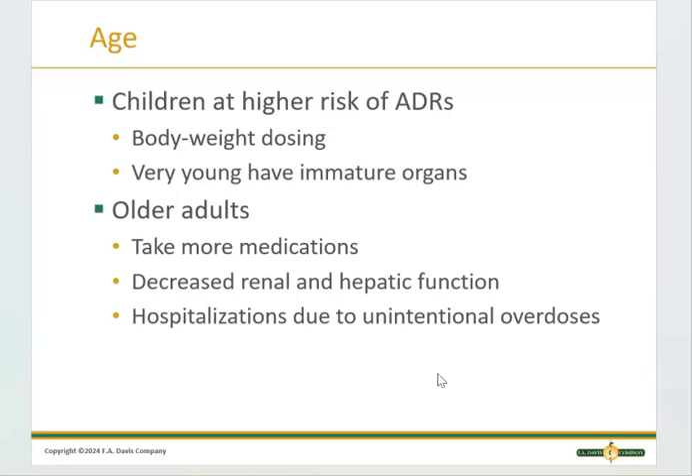Okay, then age. Obviously, it makes a difference. We dose things based on age. We know this. Children and older adults then are at higher risk of experiencing an adverse drug reaction. Children, because medication dosages must be tailored to their body weight. Inattention to weight-based dosing can cause serious harm. Also, depending on how young the person is, an infant or a neonate can have immature organ function. When we talk about older adults, typically we're talking 65 and older. We have to start thinking about decreased renal and hepatic functioning, which then causes decreased metabolism and clearance. People are at risk as older adults to be hospitalized due to unintentional overdoses.